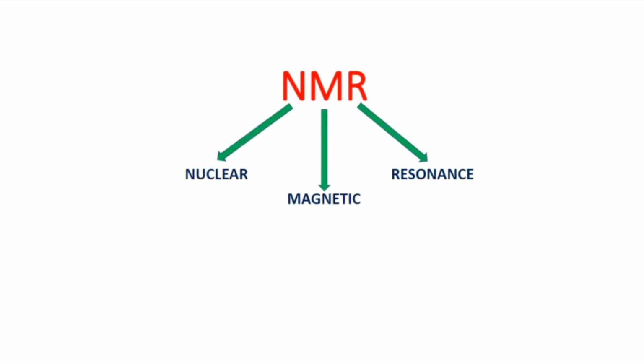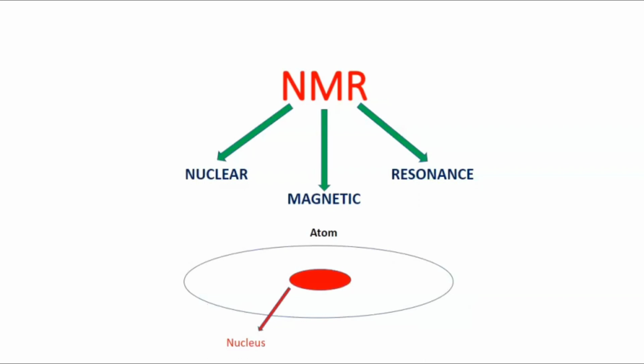Before understanding NMR, it is necessary to understand the atom, because the first word in NMR, nuclear, means that it will deal with the nucleus somewhere. And if we want to understand the nucleus, then we will try to understand the structure of the atom. If I draw the structure of an atom, then this is my atom and there is a nucleus somewhere in the middle. This nucleus is made of two things, that is proton and neutron.